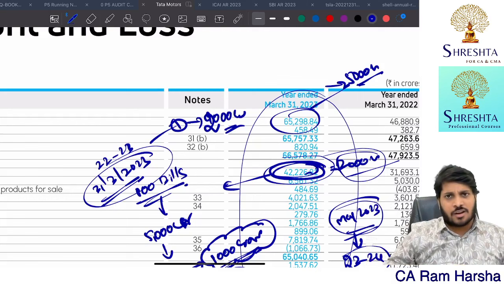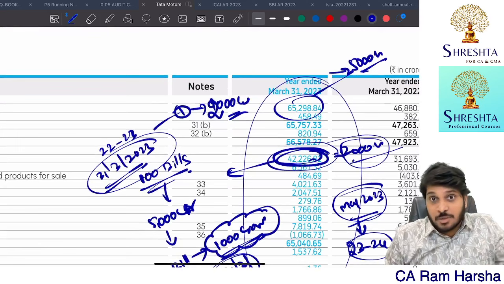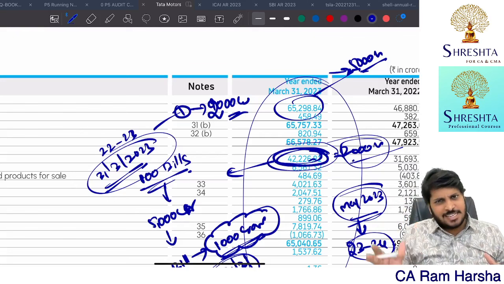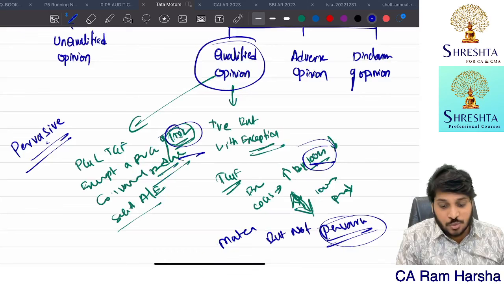Remaining might be true. Except this 2000, remaining items may be true. Except this 5000, the remaining 60,000 crore might be true. Ignore that fact, man. Predominantly it is wrong, right? Is it right or wrong? Predominantly it's wrong. That's it. Say that it is wrong. Adverse opinion. What is it called?